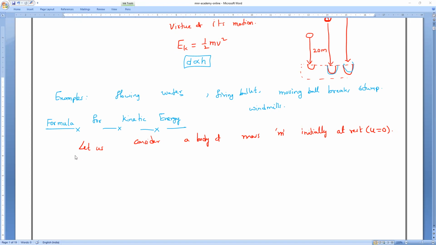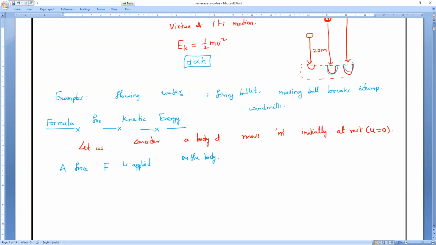If the body is at rest and you want to make it move and change the velocity to v, then you need to apply something. What do you need to apply? Generally, force. That is what I'm saying. So a force F is applied on the body.